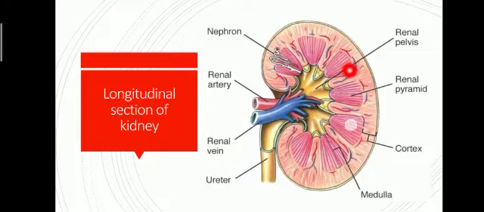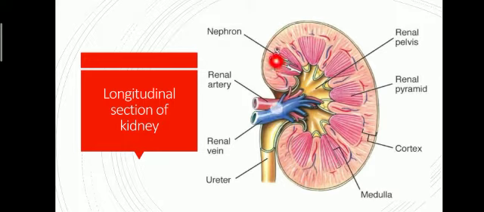The kidney has two parts. The middle one is known as medulla, and the outer region is known as cortex. Medulla and cortex. Then, when the urine is formed in the kidney, the urine by the help of ureter is brought to the urinary bladder.